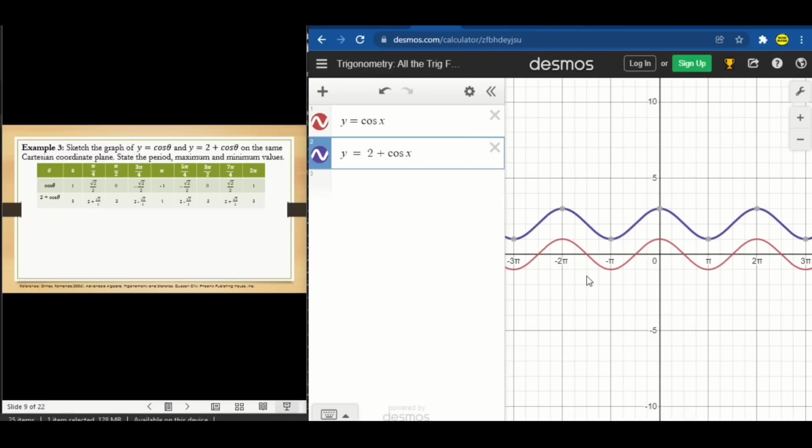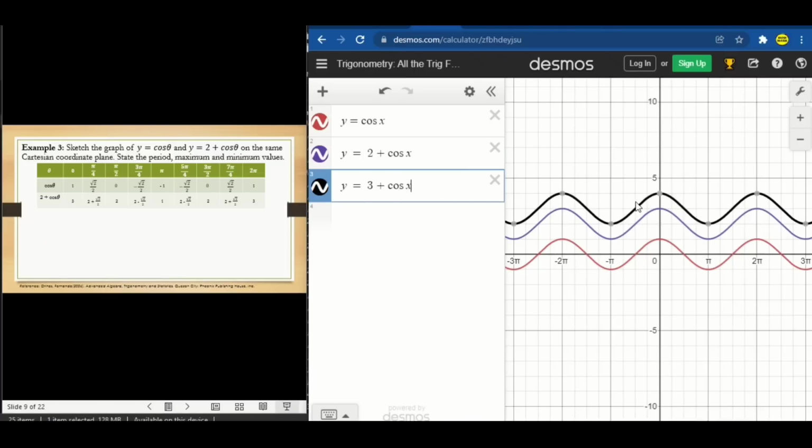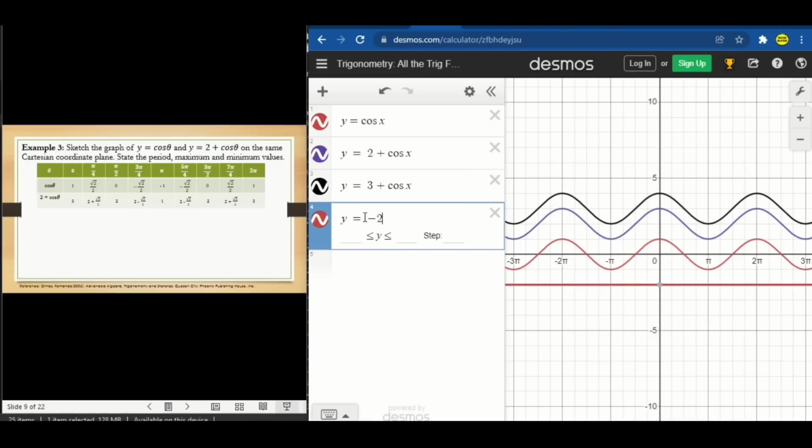Okay, so nakita natin na shift yung graph natin, paangat, no? Umangat yung graph, pero same pa rin yung orientation ng graph natin. Pag ganito pa rin, pero umangat lang siya. So, tingnan natin yung kapag 3. Y is equal to 3 plus cosine x. Okay. So, umangat din siya. So, paano kapag negative? Y is equal to negative 2 plus cosine x.